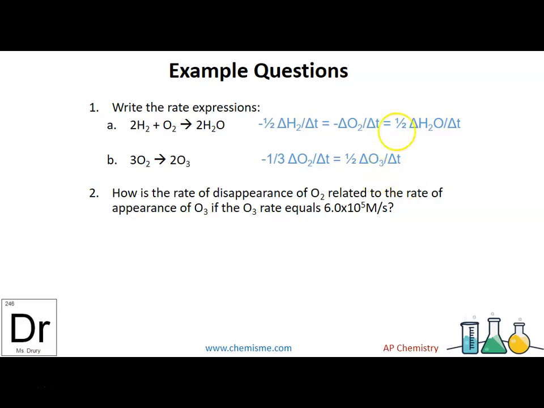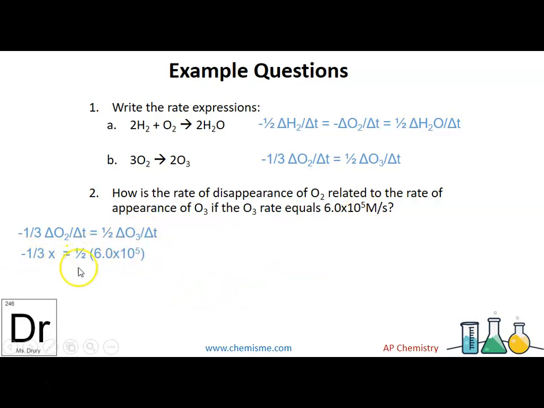So you can use the equation that we just wrote, right? This is the way the AP thinks you're going to do it. You need to use it in the next part. We're going to put 6 times 10 to the 5th molar per second in as the rate, the change in ozone over change in time.